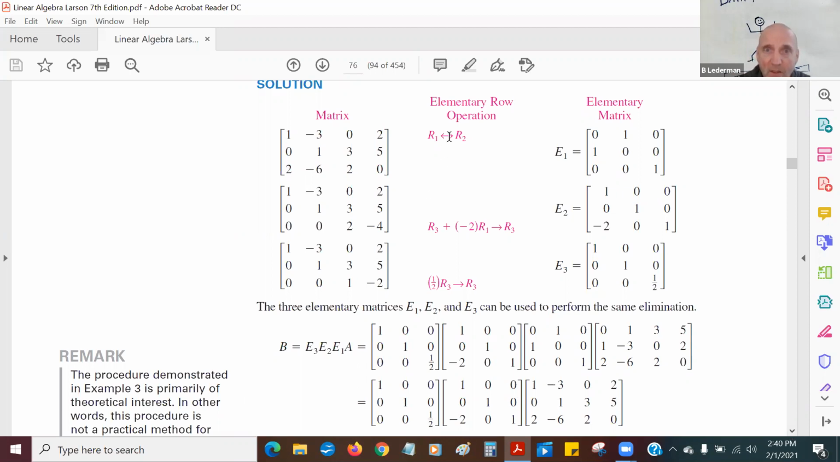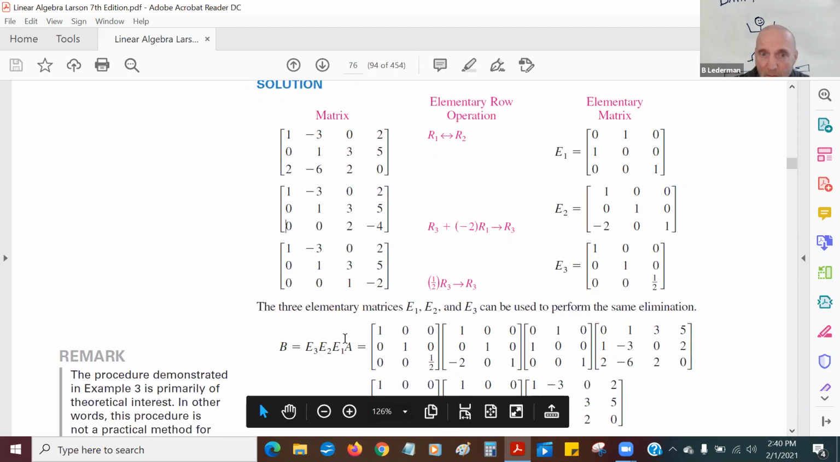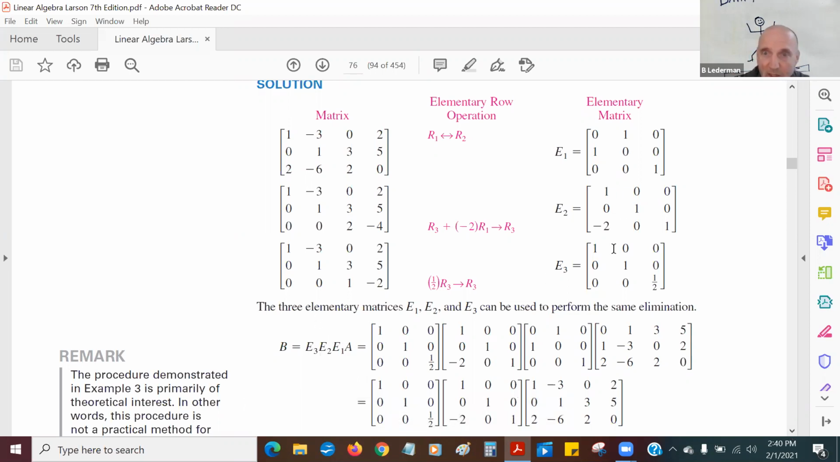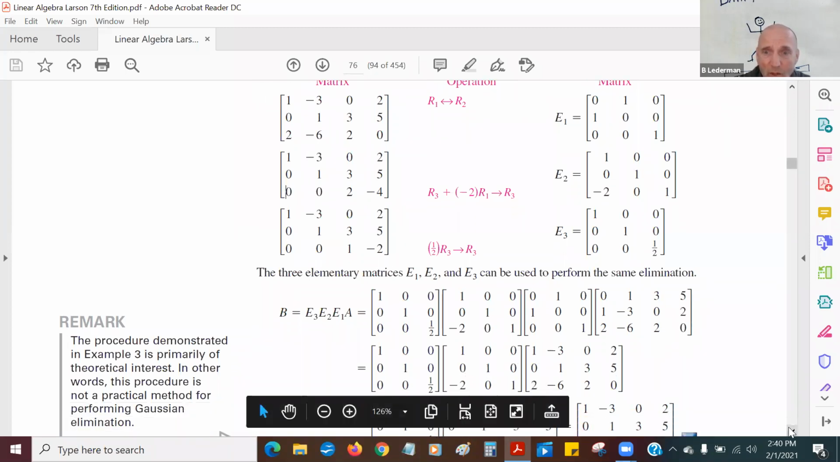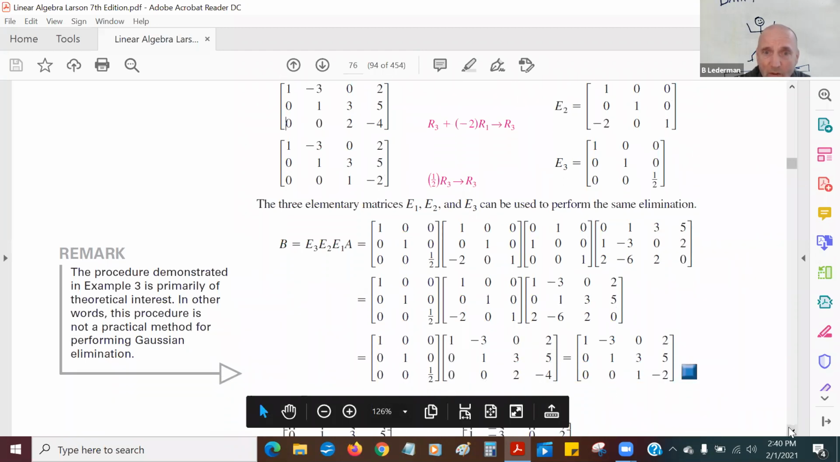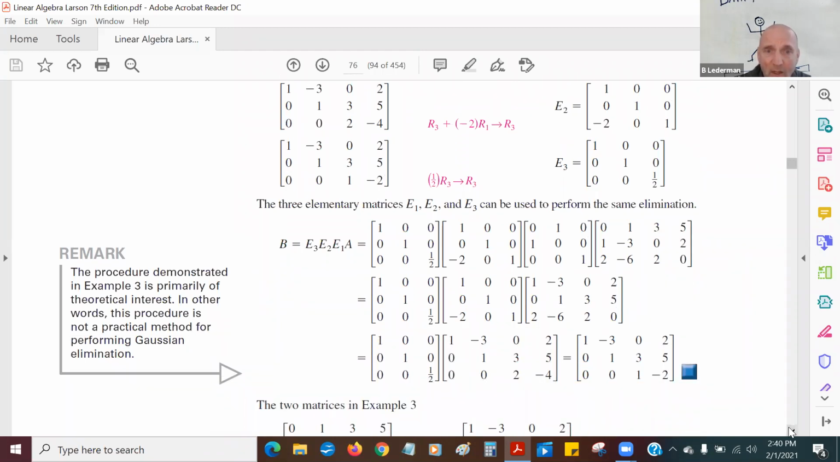Instead of saying switch this, switch that, so do this, we're going to say multiply A by E1, and then the result of that, multiply that by E2, and then the result of that, multiply that by E3. These matrices right here, and you're going to get matrix B, which is our final row echelon matrix, and that is tremendous.